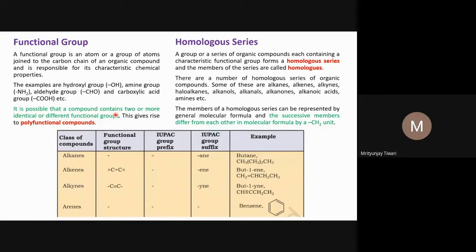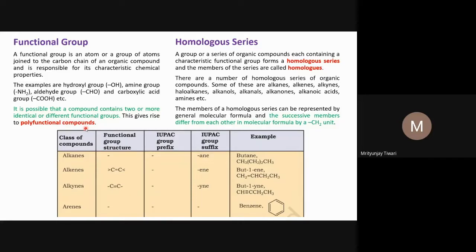There are many functional groups in organic compounds. We will see the general common functional groups found in organic compounds. There are organic compounds where more than one functional group is present in the same compound. When more than one functional group is present in one organic compound, such compounds are called polyfunctional compounds.